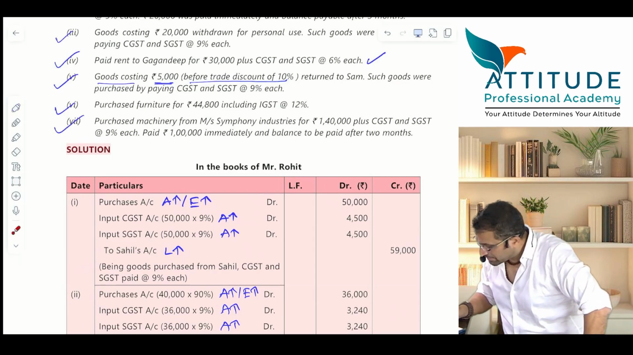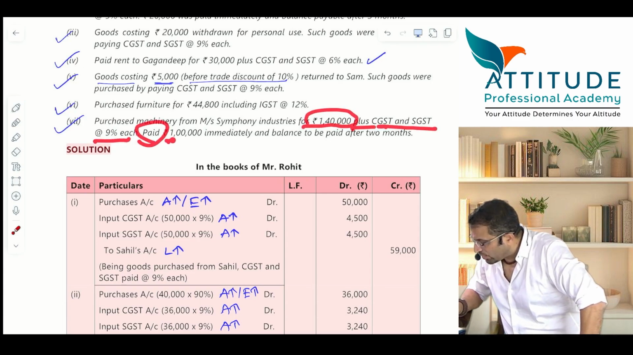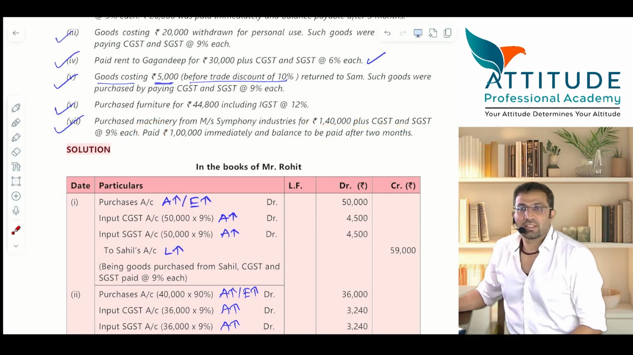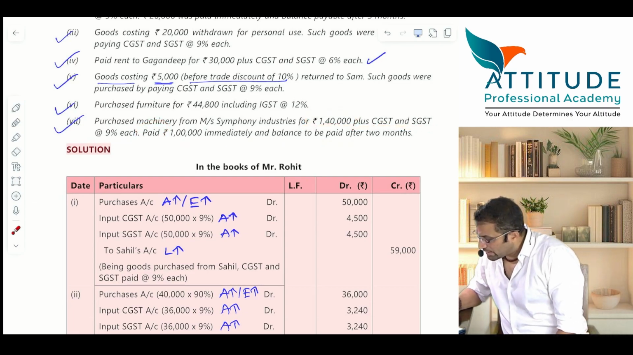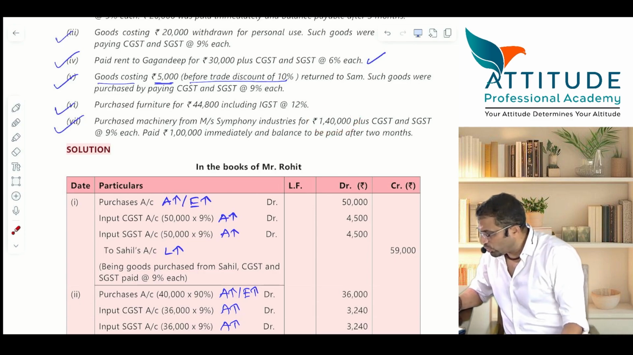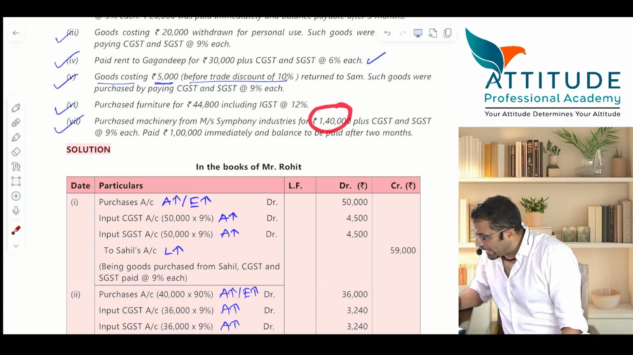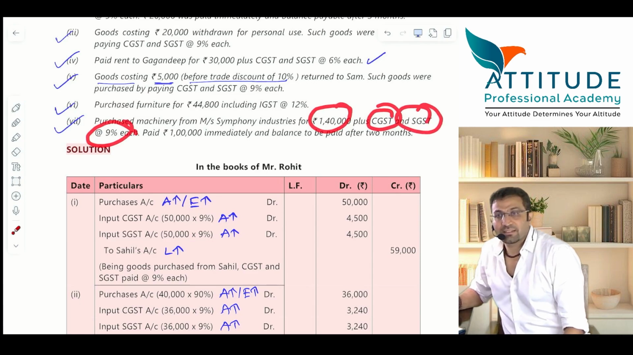Nityashri will answer this. Purchased machinery from Symphony Industries. How much? 1,40,000 plus CGST, SGST at 9% each. Paid 1 lakh immediately and balance to be paid after how many months? Clear? Now, Nityashri, this 1,40,000 is including GST or excluding GST? Excluding, because nowhere they have given the word including like furniture. Then on this 1,40,000 apply 9%, 9%, correct?